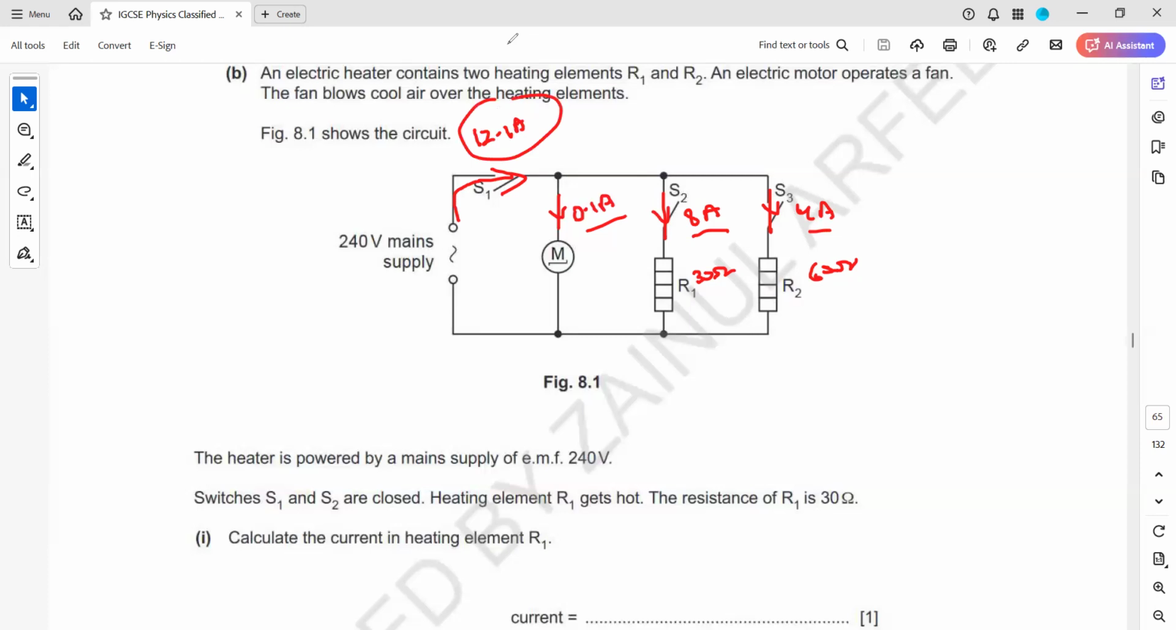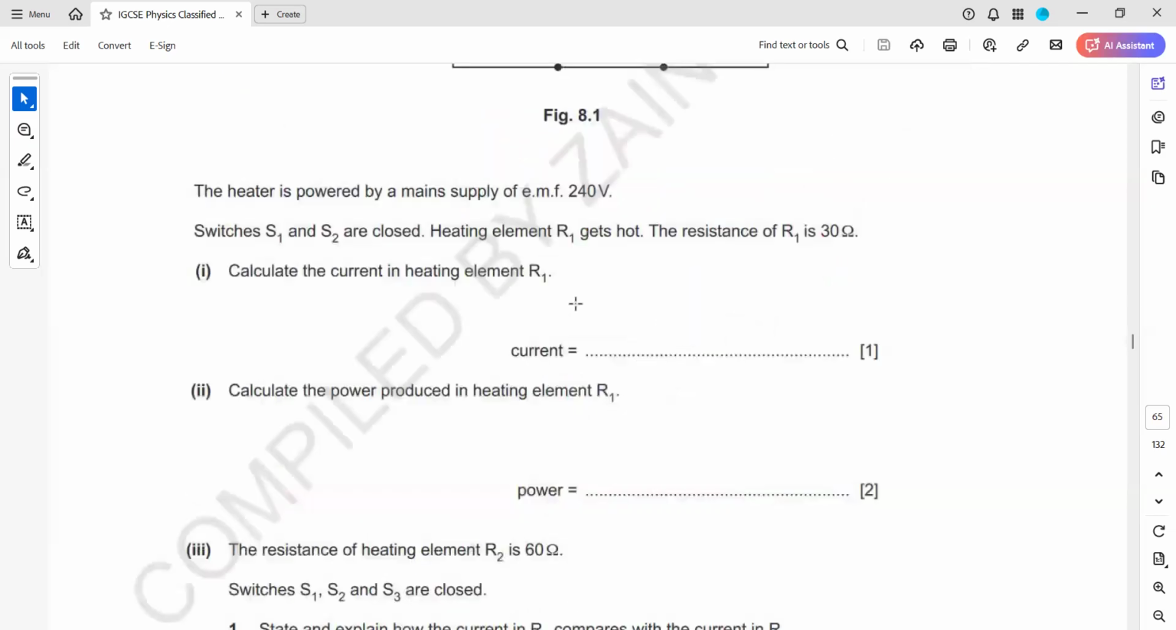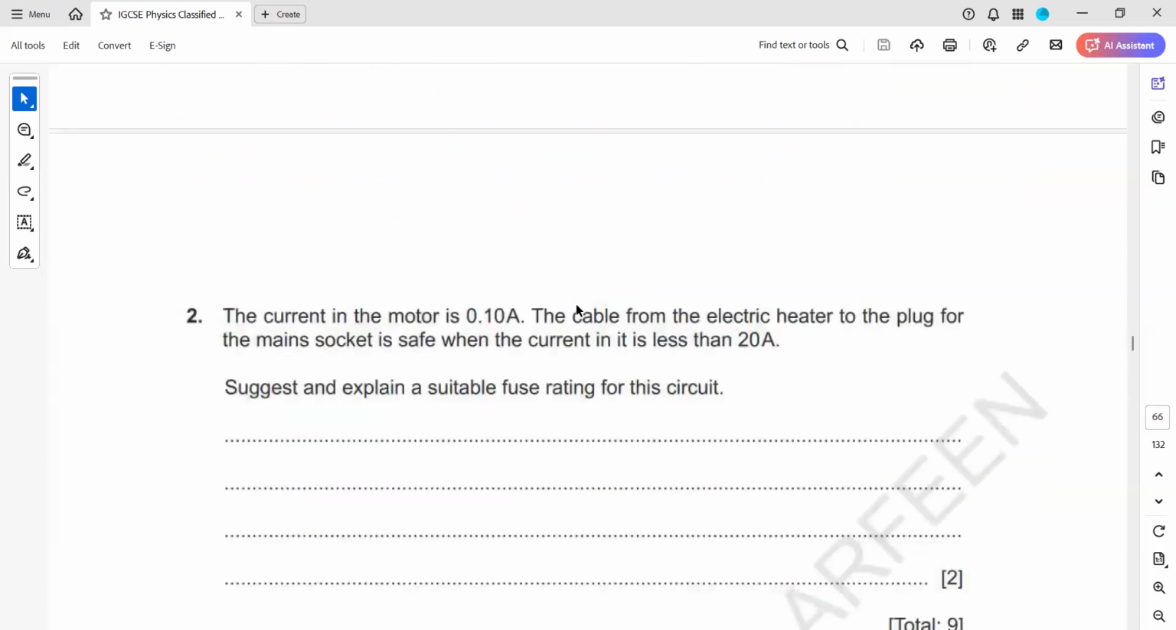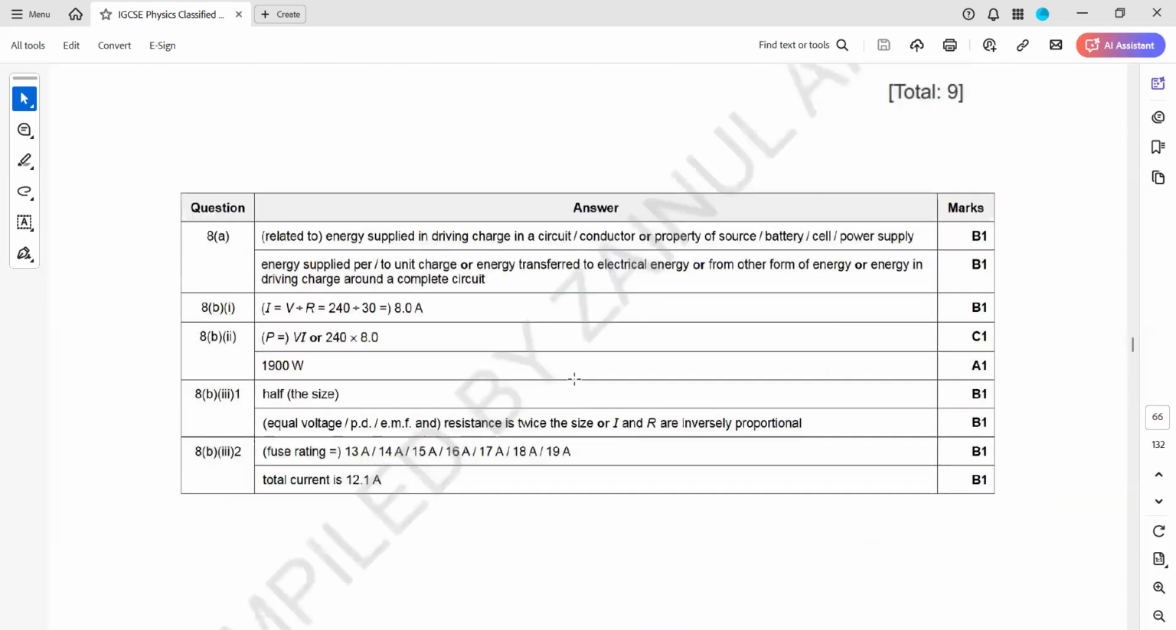I should select a fuse. So we can say the total current in the circuit is 12.1. So you can say that a 13 ampere fuse is suitable for this circuit. Do we add a fuse on both sides? No, a fuse is added only once where the components are connected. There will also be a diode, not shown here, before the components. So for the fuse rating, you can select like 13, 14, 15.